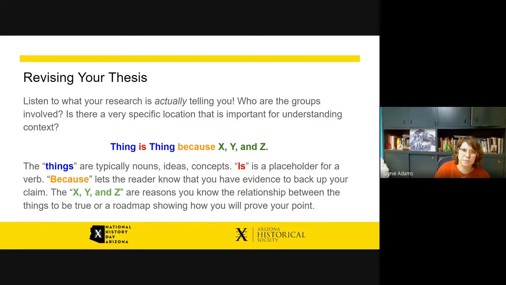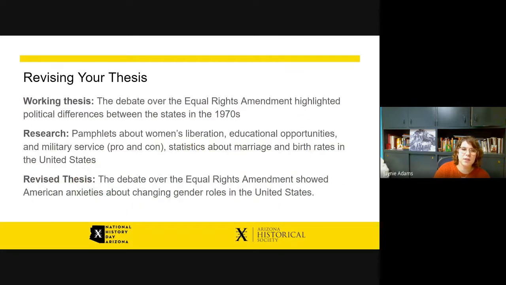So let's think about my working thesis again. Just a reminder, my working thesis is the debate over the Equal Rights Amendment highlighted political differences between the states in the 1970s. That's a fine thesis statement. But let's say the research that I'm looking at is showing pamphlets about women's liberation, women's educational opportunities, women's military service, and then statistics about marriage and birth rates in the United States. And I'm starting to piece some of these things together.